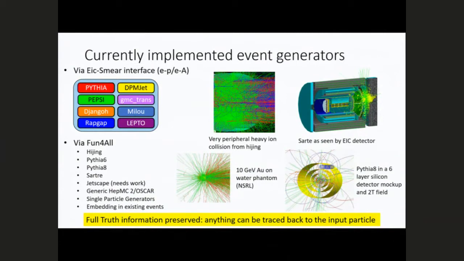Here are just some event displays. This is a very peripheral heavy ion collision, just to show you what we're up to. This is our EIC detector implementation. That's a Sartre event, and it looks that messy because it's two particles coming out, but something hits the hadronic calorimeter and makes a big splash over here. So this is what you see over here. The NASA Space Radiation Lab is interested in shooting heavy ions into water to see what it does to the astronauts. So they are using this a bit, and down here is one of our mock-ups where you have Pythia 8, a 6-layer silicon detector mock-up, and a 2 Tesla magnetic field. These are all things you can basically do on the macro level.